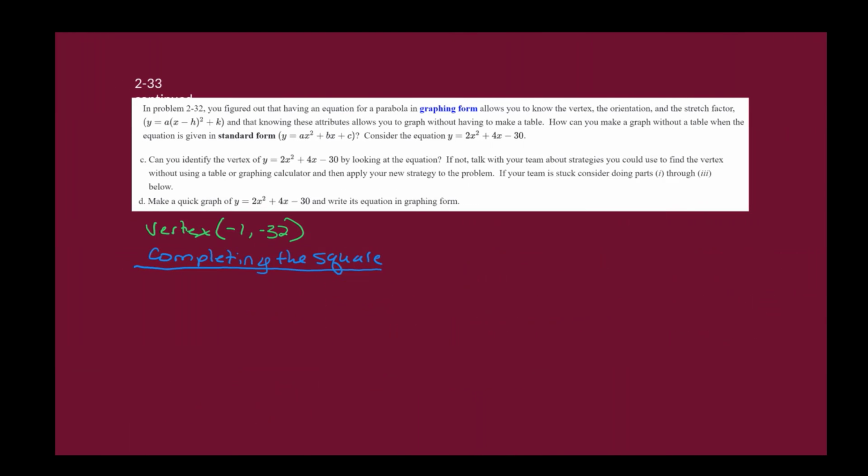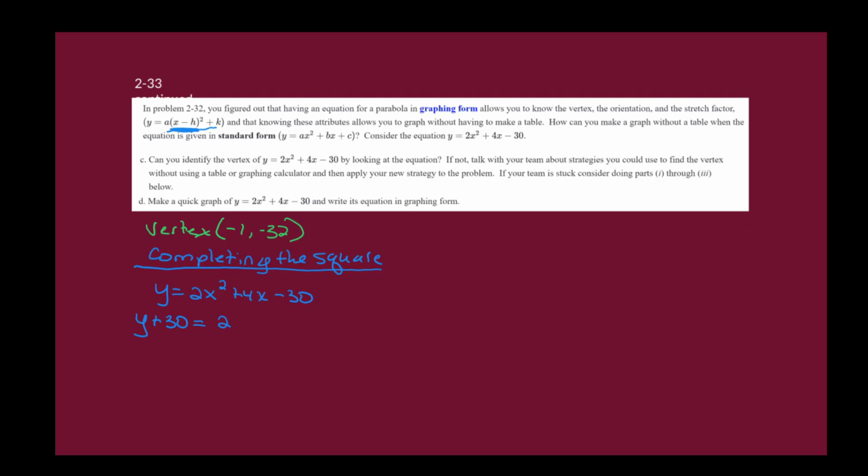Okay, so this one is completing the square. So I'm going to write out the original. Okay, and my goal is to get it into this form here. So I need to come up with a perfect square, and that's x minus h squared is a perfect square. So that's what I'm trying to get to. So the first thing I'm going to do is get rid of 30. I'm going to move it over to the other side by adding 30 to both sides.